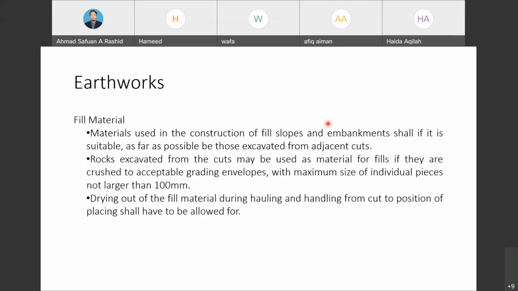So, fill material for the earthwork. Material used in the construction of fill slope and embankment should, if suitable, as far as possible be those excavated from adjacent cuts. So we need to follow another guideline, where we need to identify whether the material is suitable or unsuitable. There are some guidelines, so we need to carry out several tests.